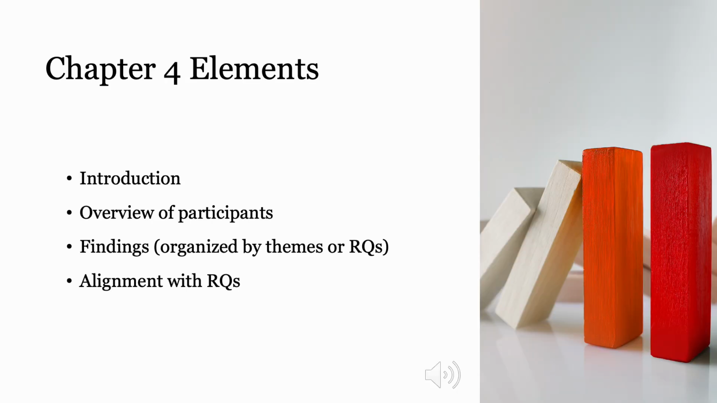Let's start with the big picture. Chapter 4 typically includes 4 major elements. You will begin with a brief introduction to the chapter. Next, you will provide an overview of participants. Then you will present your findings, organized either by themes or by research questions. Finally, you will show alignment with your research questions so the reader can clearly see how your results answer what you set out to investigate.